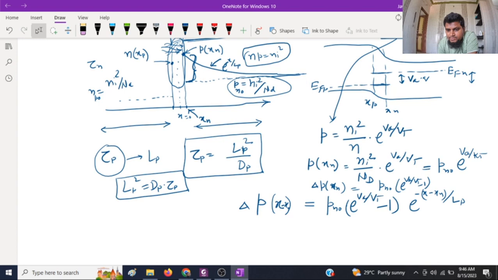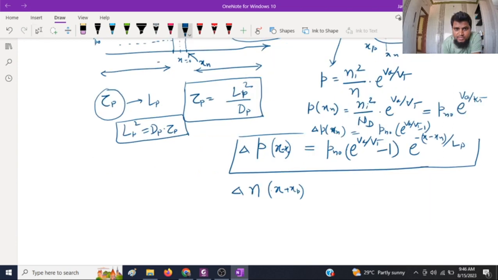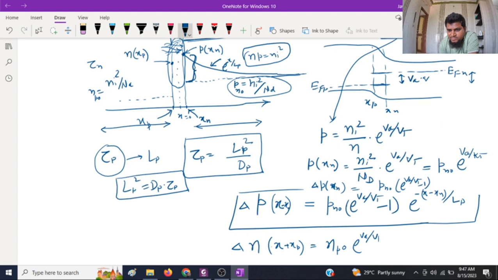A similar expression you will get for n also. Delta n of x, just shifting the origin to xp now, on this side, you will find it is equal to np0 into e to the power Va upon Vt minus 1, into e to the power minus, technically it will be plus, x upon Ln. So these are the extra carriers over here.